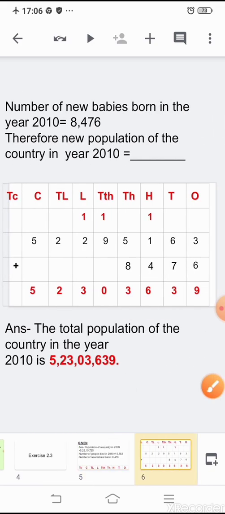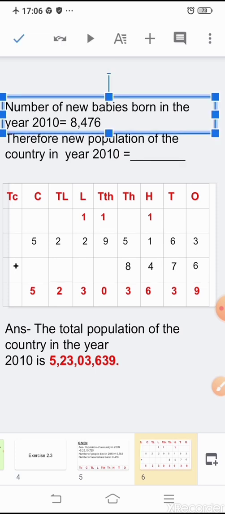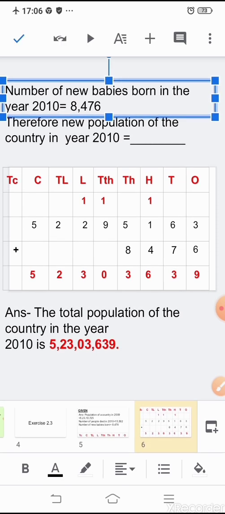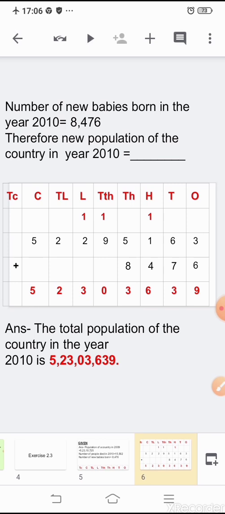See, the number of new babies born. So you write the statement again, number of new babies born. I have written this because it was there in the last slide. Okay. Now you have to find the new population of the country in the year 2010. To the answer we have got, the remaining population, we are adding the number 8,476. That is the number of the new population.